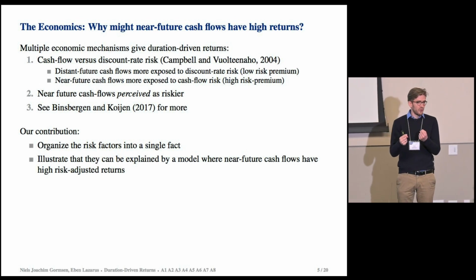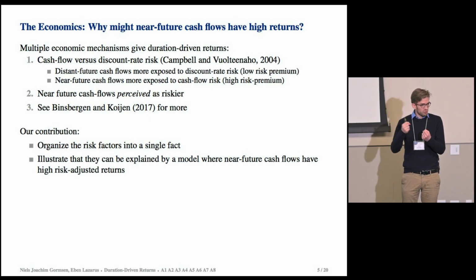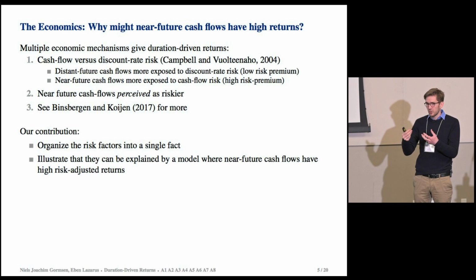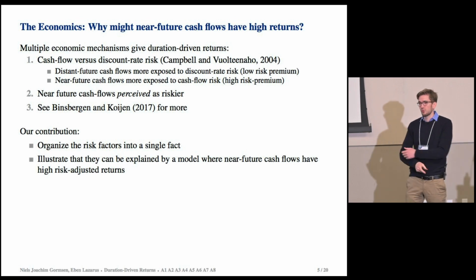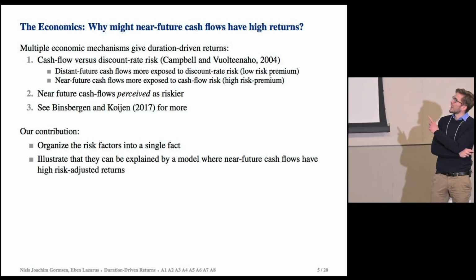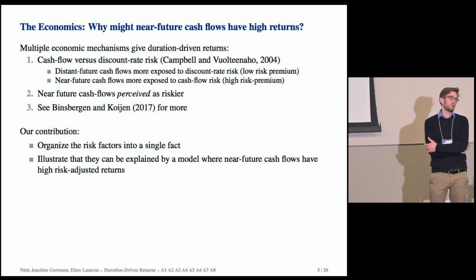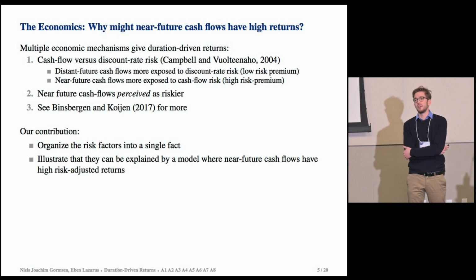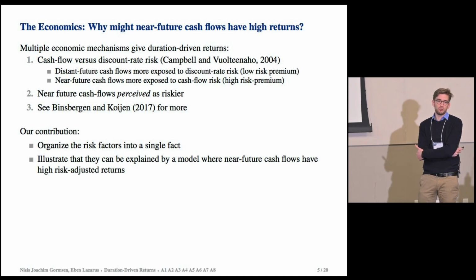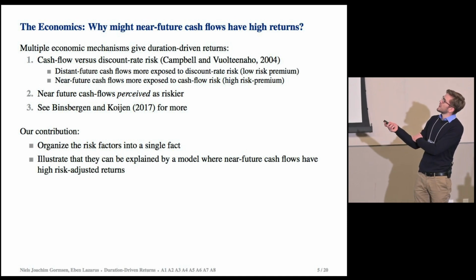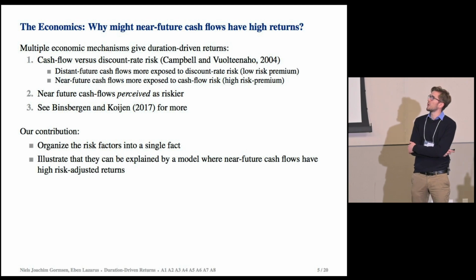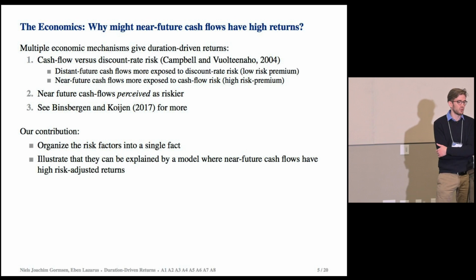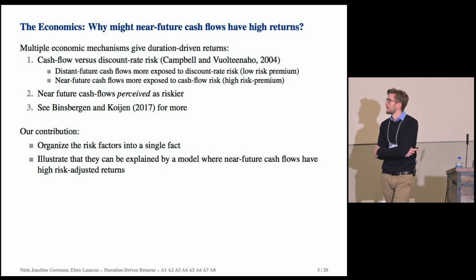So they're going to be very volatile because they're exposed to changes in discount rates, but this risk is unpriced. So they're going to have a lot of risk that is not priced, which is going to make it look like they have low risk-adjusted returns. On the other hand, in that model, near future cash flows are more exposed to cash flow risk, which is priced, and that's going to make the risk-adjusted return on near future cash flows look risky. So once you have these two mechanisms, we extend the Lazarus model, and then we show that actually all these risk factors do arise. It is a reduced form framework, but you can explain all of them in that model.